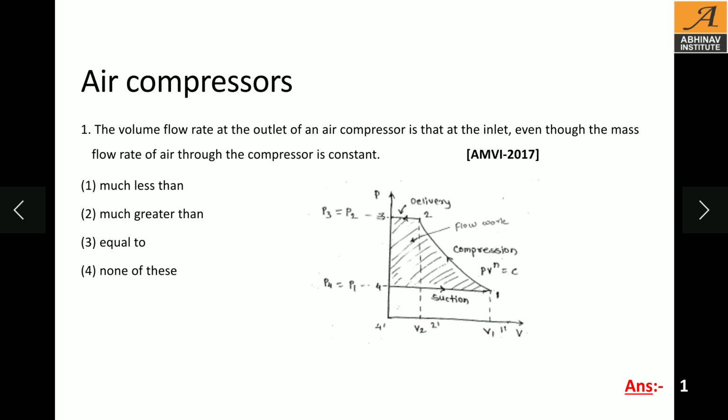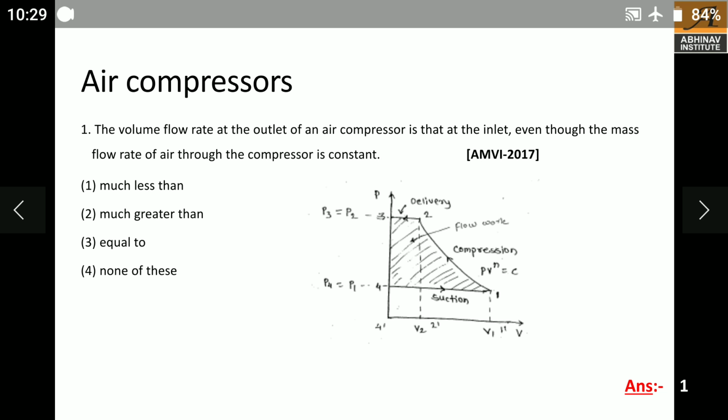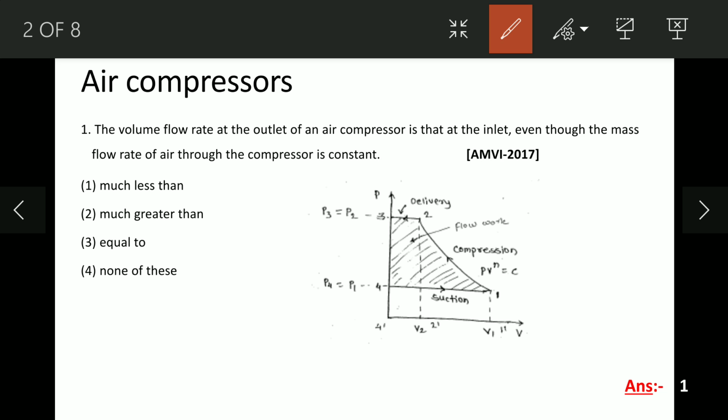Now, first MCQ we will see: the volume flow rate at the outlet of an air compressor is that at the inlet, even though the mass flow rate of air through the compressor is a constant. Options are much less than, much greater than, equal to, and none of this.